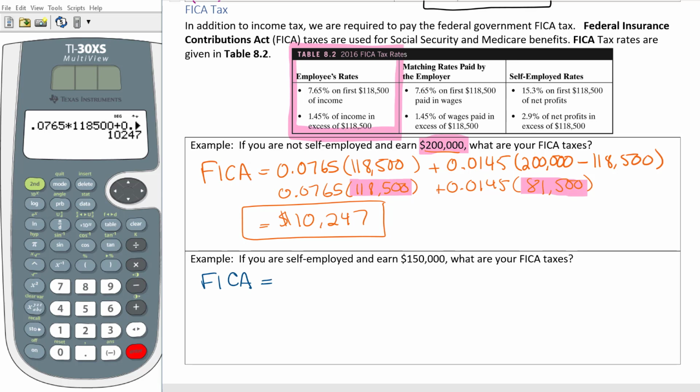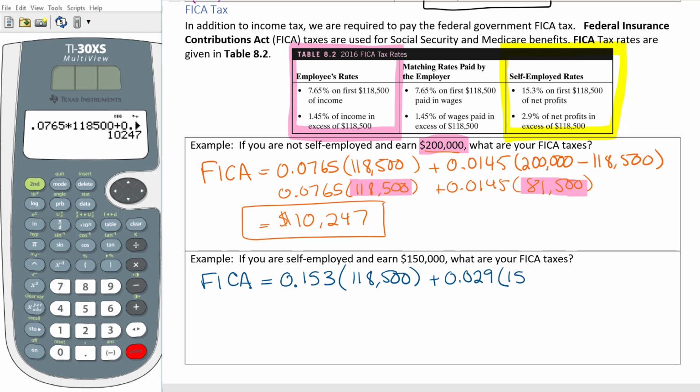So let's do this again. If you're self-employed and you earn $150,000, what are your FICA taxes? In this case, I'm self-employed, so I'm looking in this last box right here, which has different percents. I have 15.3%, so that's 0.153 on the first 118,500, plus on any profits over that, it's going to be 2.9%, move the decimal over, that's 0.029 of any profits over.